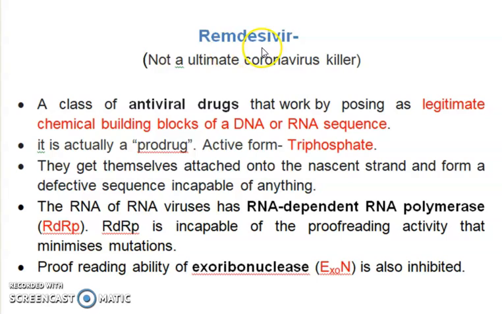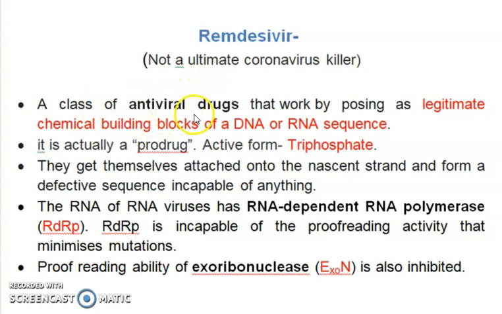So what is Remdesivir? Remdesivir is not an ultimate coronavirus killer. It just delays the speed with which the chain propagation was taking place. So the RNA replication is slowed down, and our body cells, our immunity, is able to kill the viruses that are present. So it just slows down the growth of coronavirus inside our body.